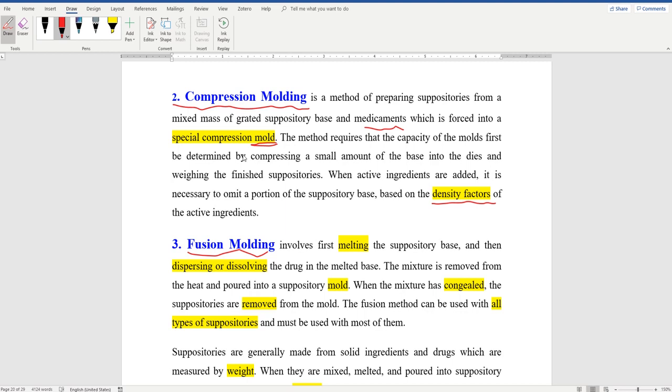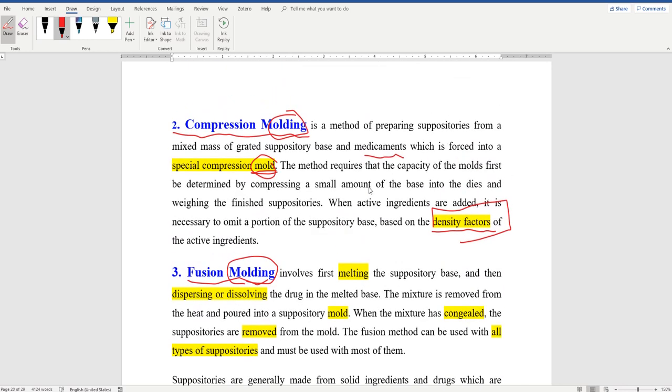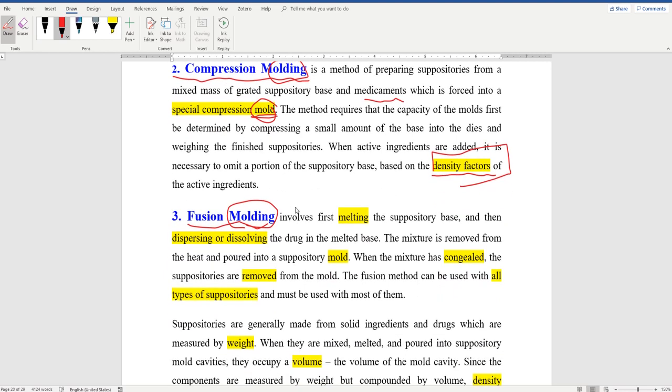But you know, for drugs that we use in suppositories, we use weights. So here we have volumes, but what we need in the suppository is a weight. There is this kind of problem which I will discuss later, and it's related to density factors. So this is about compression molding. The mixed material of suppository base and drug is forced into a mold, so there is no high heat involved, and the little heat generated from the process will help in the extrusion. Extrusion means when you force something through an opening.